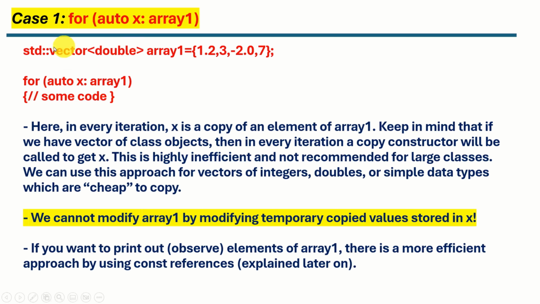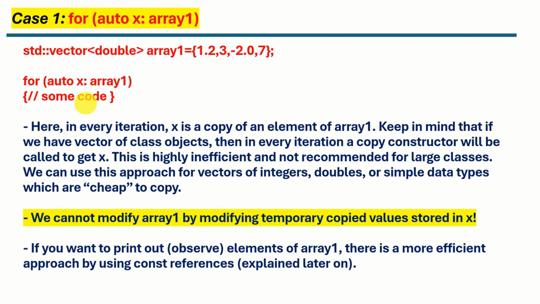However, if you have a declaration of a vector of class objects where every class object is, for example, 10 megabytes, then in every iteration you're going to call a copy constructor, you're going to reserve the memory space, and this will take some time, and you will lose precious computational time. Consequently, this approach is only used for basic cases.